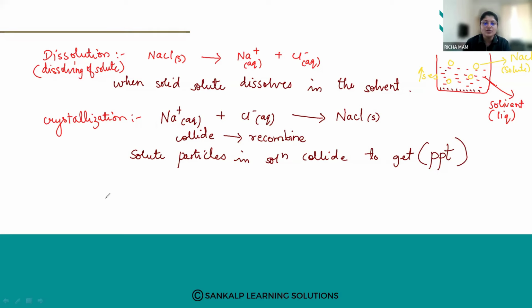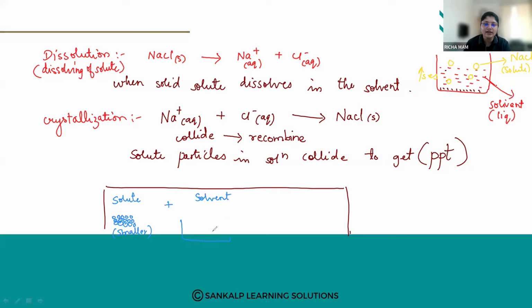Now, suppose there is one state. Suppose I take solute. How will the solute be? The solute will be small particles, present in the smaller quantity. And the solvent is our liquid, so that will be present in the larger quantity.